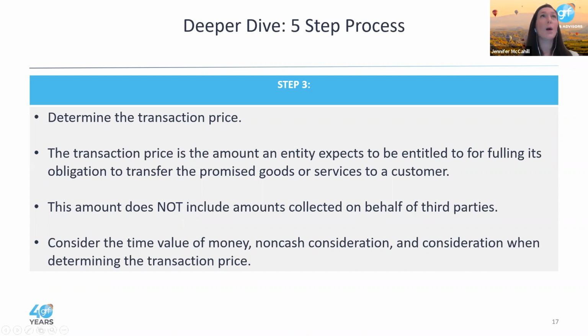We do have a note on here that just says that the amount does not include amounts collected on behalf of third parties. So I know we're discussing nonprofits. You all are majority tax exempt. You're not paying sales tax or other taxes. But if there was an instance where maybe there was a conference and you had sales tax in another state, this is an example of what we mean by amounts collected on behalf of third parties. So the guidance does say it specifically excludes things such as sales tax.